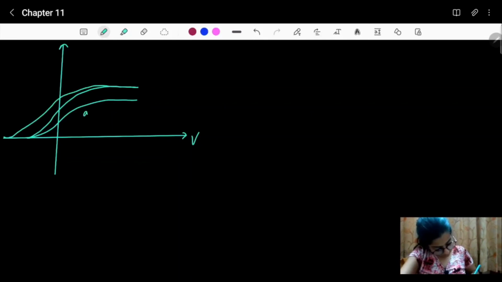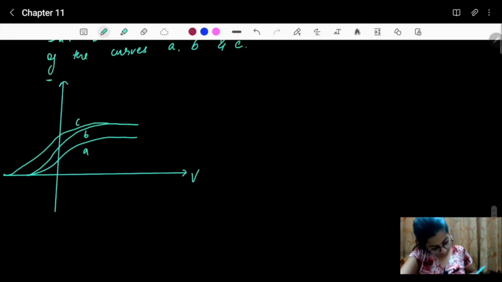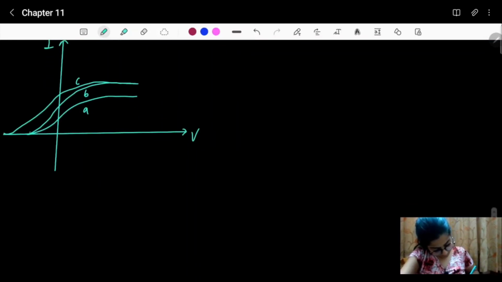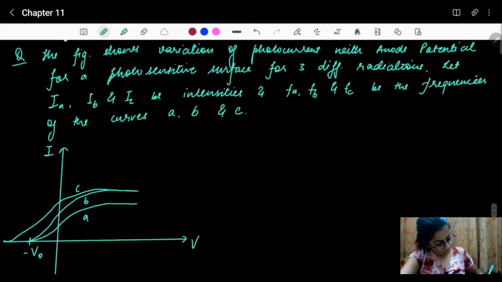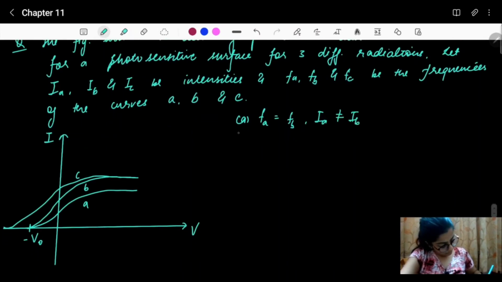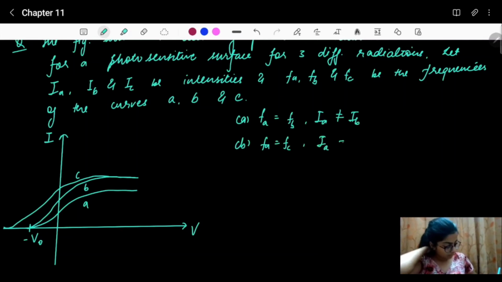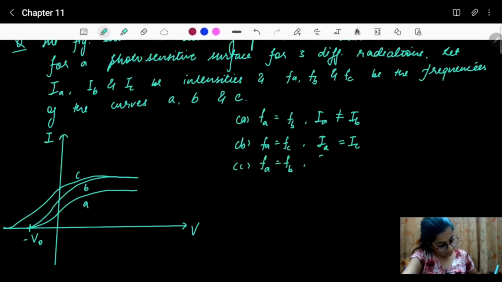So this is A, this is B and this is C. This is I, this is V, this is negative stopping potential. Okay, let us write down the options. A, FA equals to FB, IA not equals to IB, then B, FA equals to FC and IA equals to IC, then C, FA equals to FB and IA equals to IB, and D, FB equals to FC and IB equals to IC.